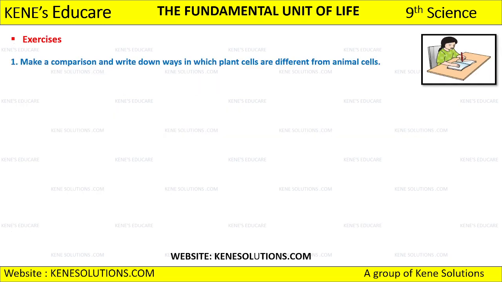After this, now we have the exercise questions to discuss. The first question given over here is: make a comparison and write down ways in which plant cells are different from the animal cell. We have already discussed this in the last to last lesson, if you remember. So tell me now what are the differences and similarities that you can write between the plant cell and the animal cell. It's very easy, right?